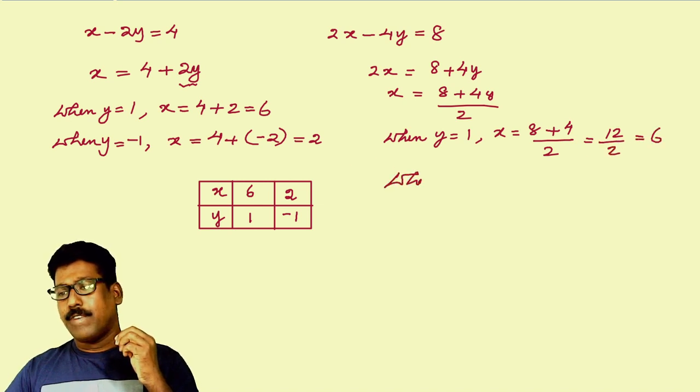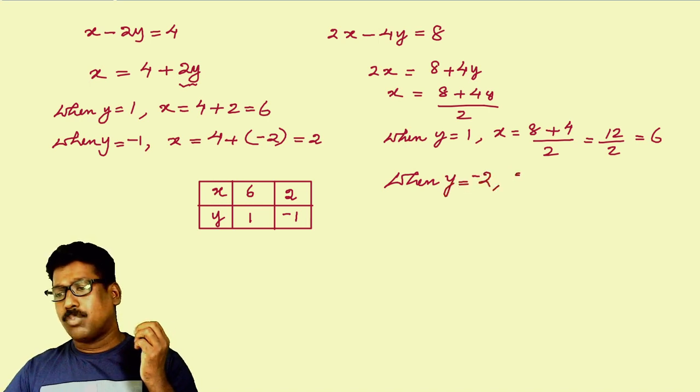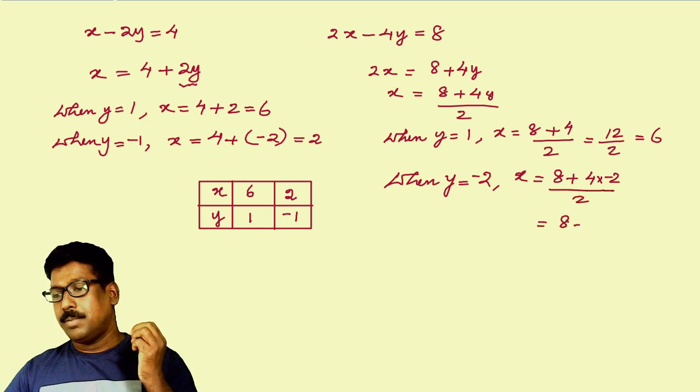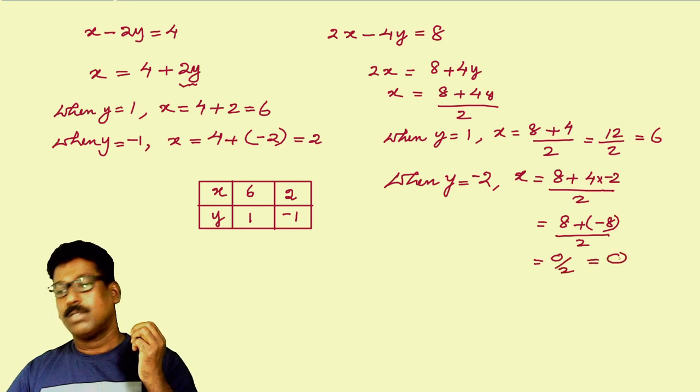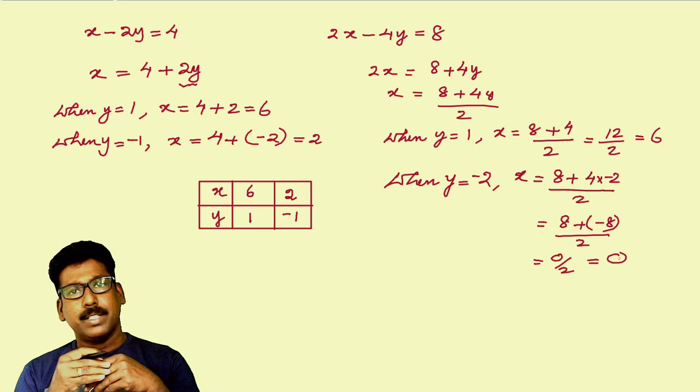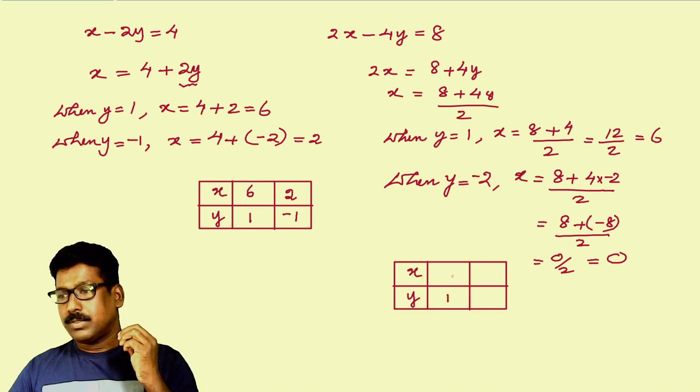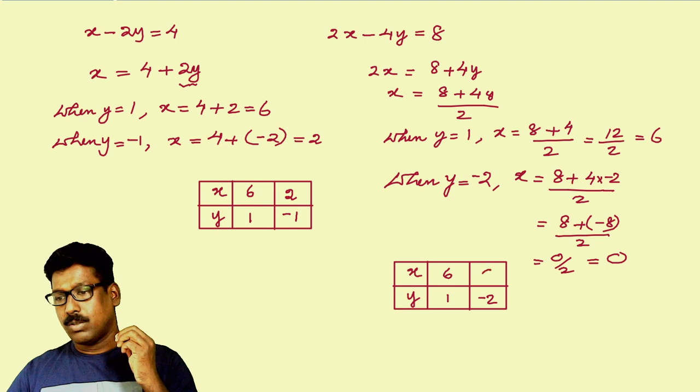Now let me take y is equal to negative 2, any values you can take. The corresponding value of x will be 8 plus 4 into negative 2 by 2, that is 8 plus negative 8 by 2, that is 0 by 2, which is equal to 0. Now prepare the table. When y is equal to 1, x is equal to 6. When y is equal to negative 2, x is equal to 0.